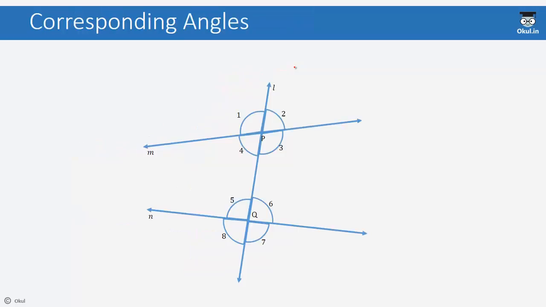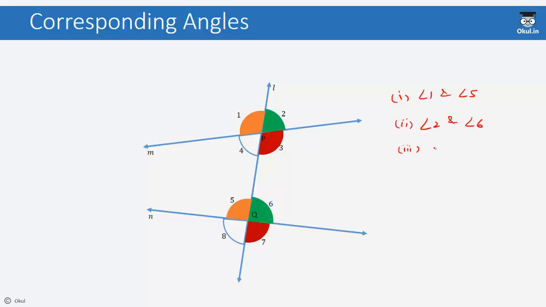Now the next angles formed are the corresponding angles. So the first set of corresponding angles is angle 1 and angle 5, since they are corresponding to one another. The second set of corresponding angles is angle 2 and angle 6. Then the third set is 3 and 7. Then we have angle 4 and angle 8 as the corresponding angles. So we have 4 pairs of corresponding angles.